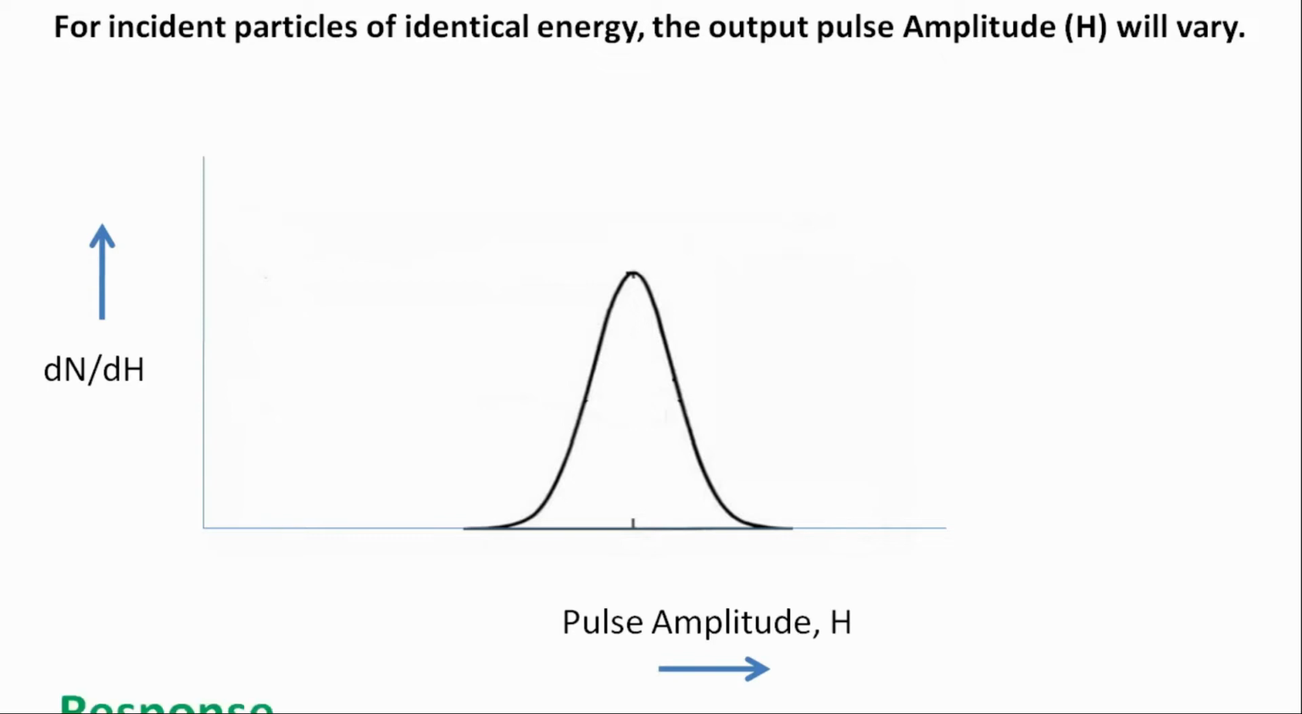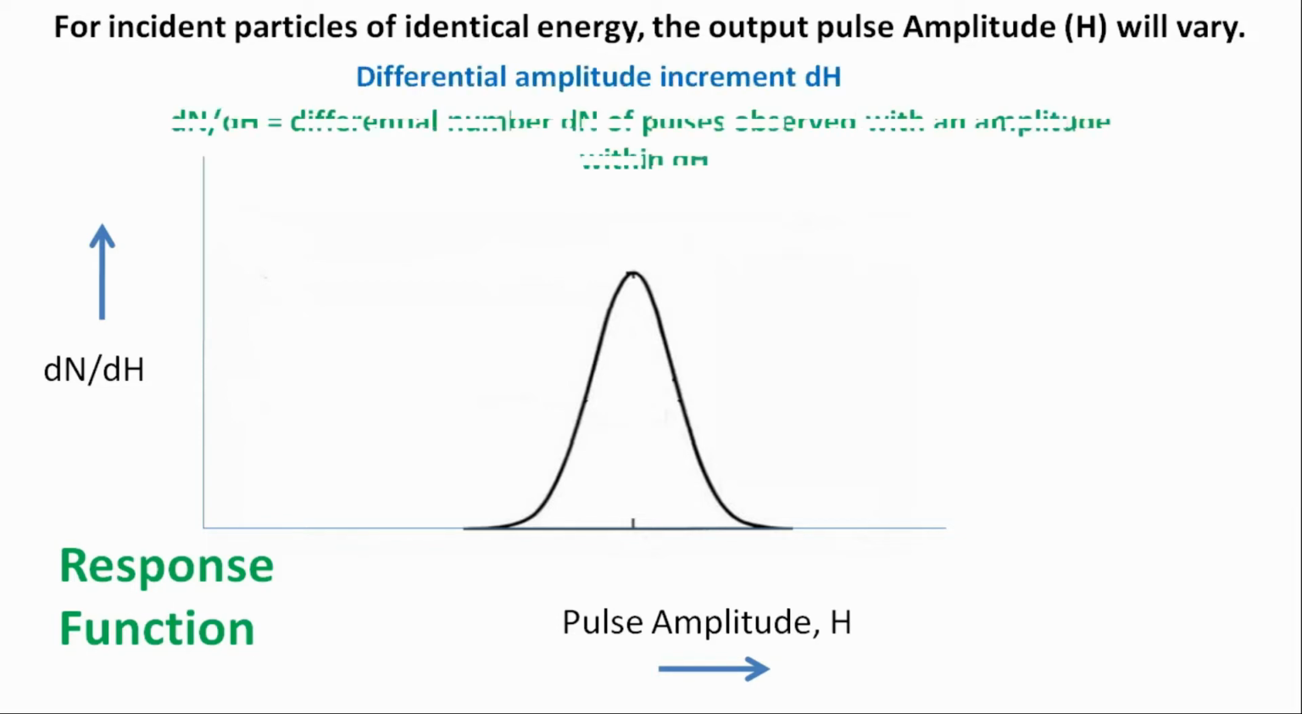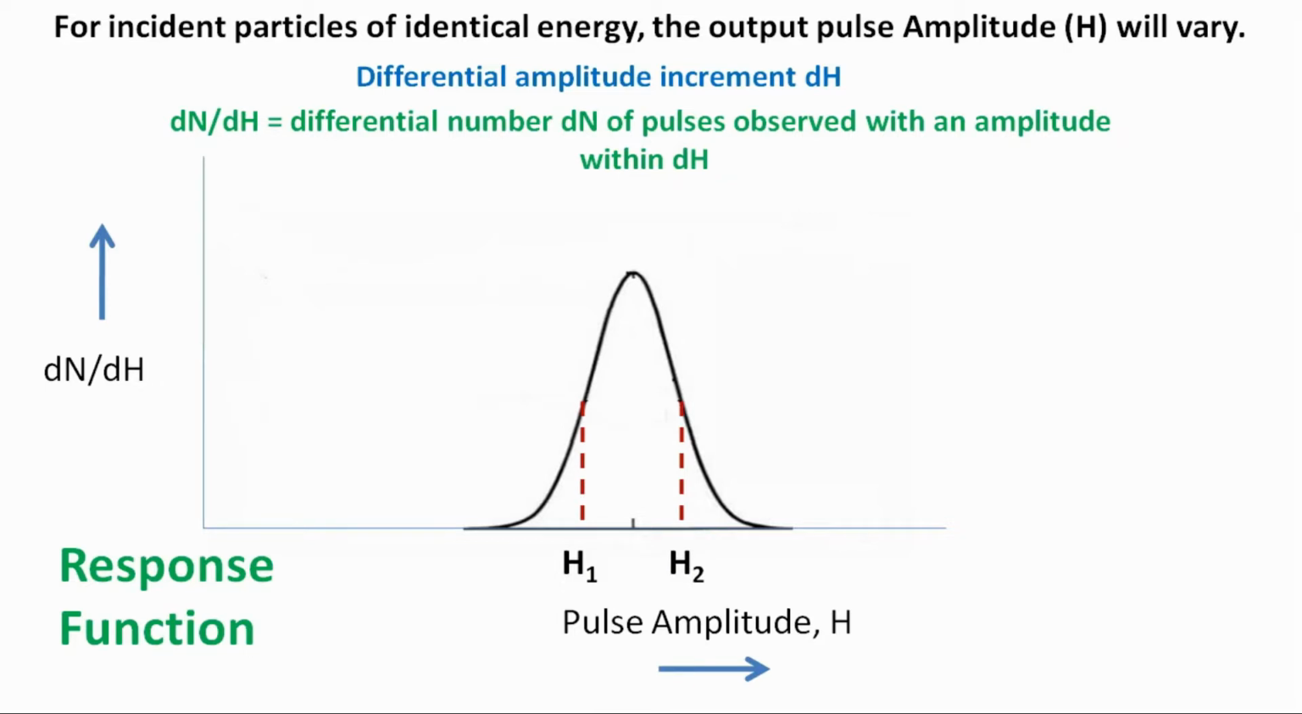This plot is called a response function. Here dH is the differential pulse amplitude increment and dN by dH is the differential number of pulses observed with an amplitude within dH, which means that if you have 2 points, say H1 and H2 on the x-axis, the area under the curve between H1 and H2 will enable you to find out the number of pulses that have amplitude within H1 and H2.